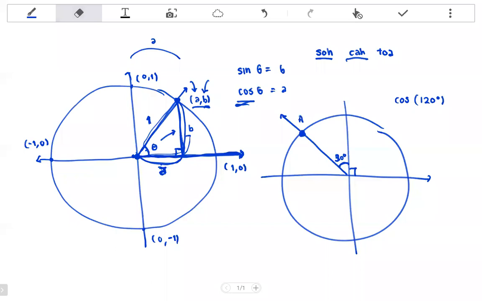Any questions so far? It's really confusing stuff, I know. No questions? Wait, go over again why it is 120 degrees. Oh, that. Why is it 120 degrees?